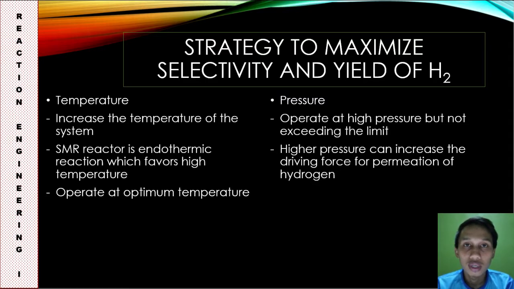Next, the strategy is we need to increase the pressure, because if we increase the pressure, we can increase the driving force for permeation of hydrogen in the system. So the higher the pressure, the higher the selectivity of hydrogen over the undesired product. But same case with temperature, we can't exceed the limit because it could damage the equipment and people in charge. So we move on to the next slide.